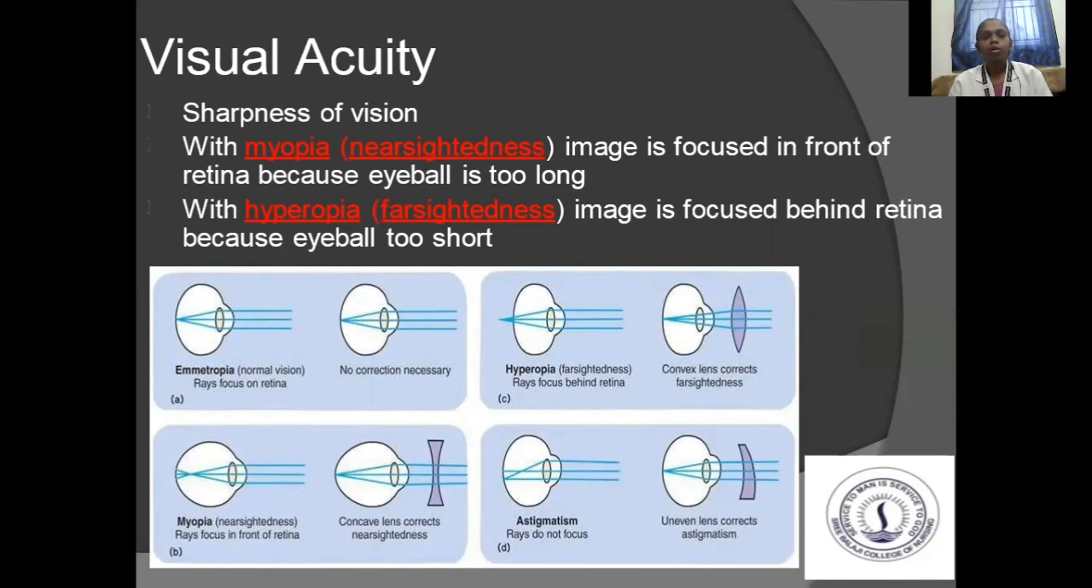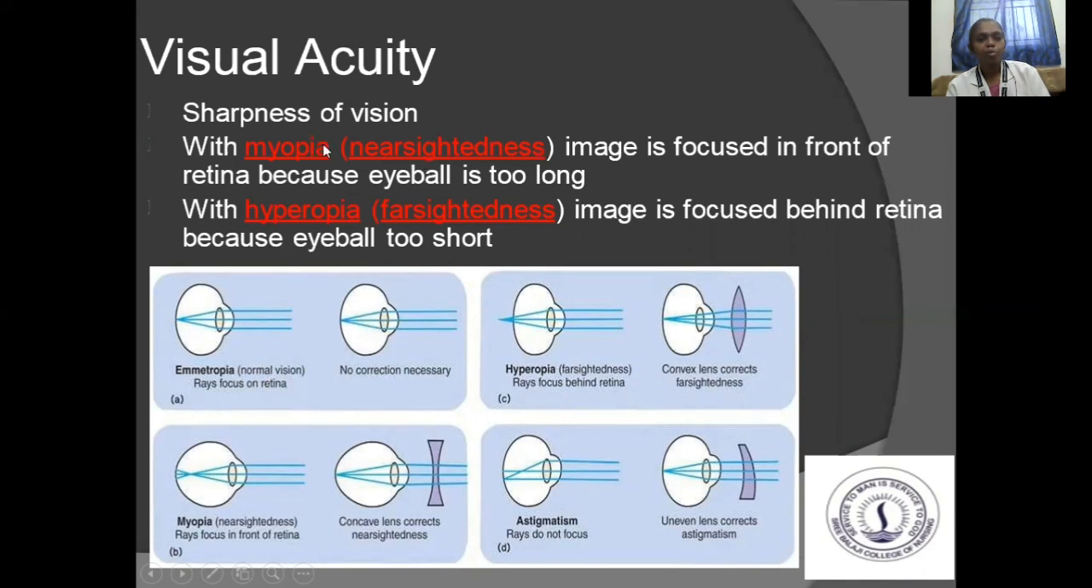Till now we have discussed different types of refractive errors. To have normal acuity, that is sharpness of vision, we have to use a properly designed spectacle so that we can correct the refractive problems. In case of myopia, otherwise called nearsightedness, the image is focused in front of the retina because the eyeball is too long. This is emmetropia, that means normal sharp vision, with no need for any correction.